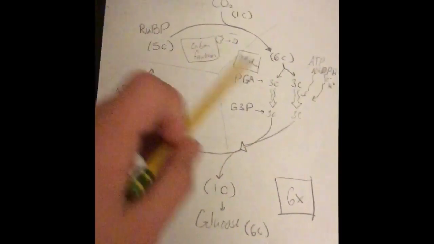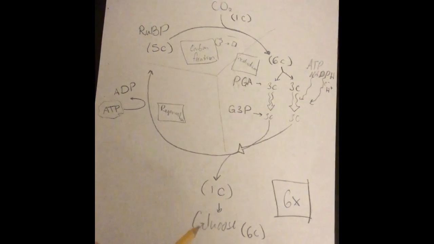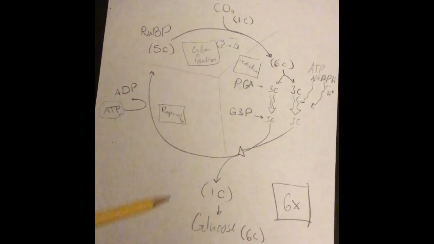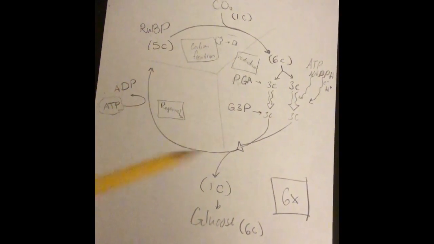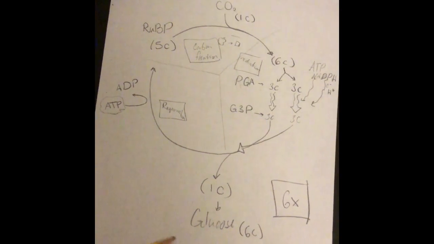This process goes 6 times around to form glucose, since every time you get 1 carbon in, you get 1 carbon out, and if you do this 6 times, you get the 6 carbon you need for glucose.